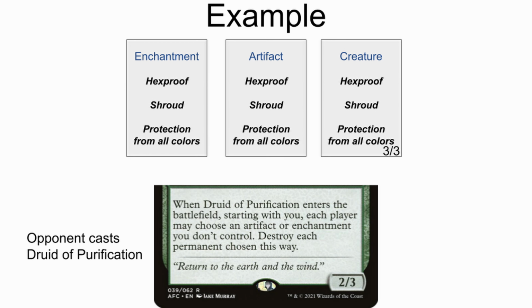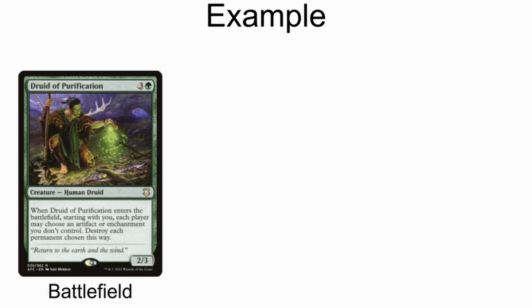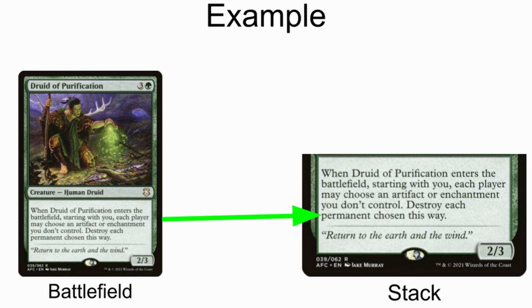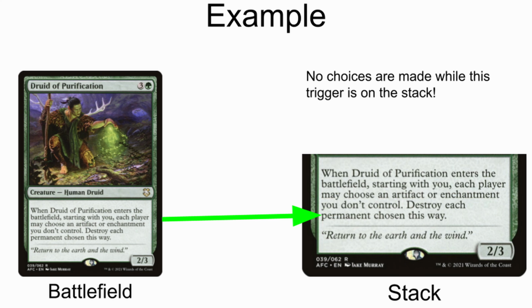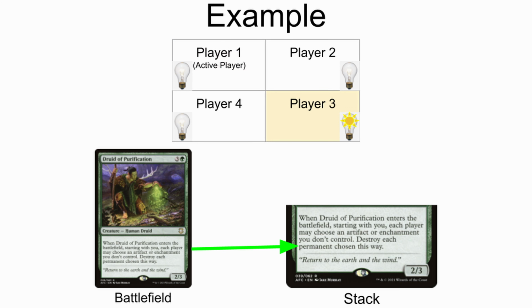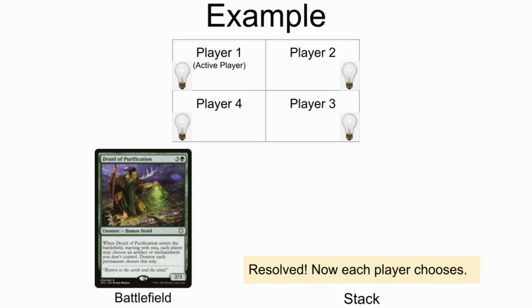Let's look at what happens if one of my opponents plays a Druid of Purification. Let's start by working through how the timing works here. The Druid's enters-the-battlefield trigger going onto the stack is when everyone gets their chance to respond before it starts to resolve. No choices are made while the trigger is on the stack. That happens when it resolves. Once each player passes priority and agrees to resolve the trigger, then we make the choices in player order and the destruction happens simultaneously as part of the trigger's resolution.